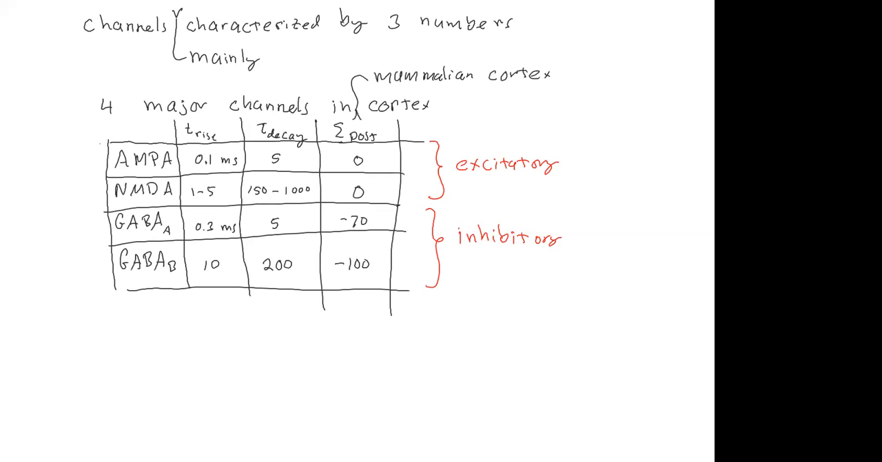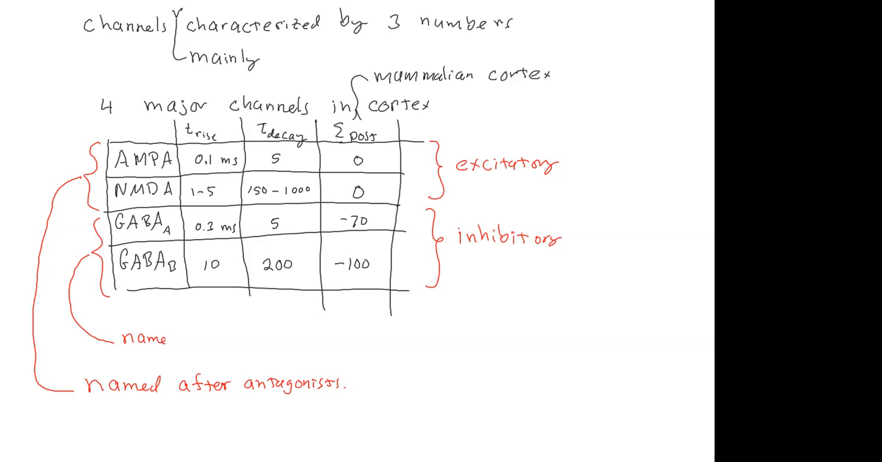And actually, I was in neuroscience a long time ago before I figured out what these were named after. These are named after antagonists. So if you take something called AMPA and dump it on AMPA channels, they open. If you take NMDA and dump it on NMDA channels, they open. Whereas these are named after the actual neurotransmitter.